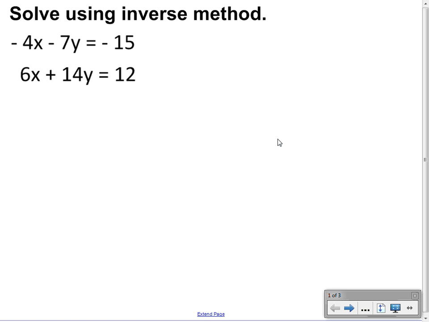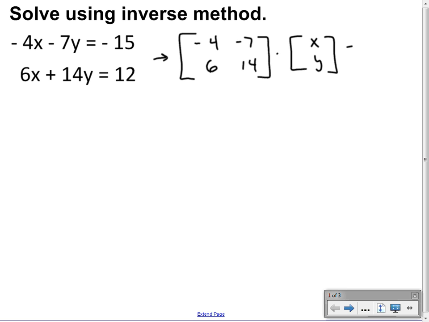understand it. With the inverse method, the goal is to turn this into a matrix equation. Our first matrix is just the coefficients from our system. We multiply that by the variable matrix, just x and y, and that's equal to the constants. I want you to label them like this: let's call this matrix A, this matrix X, and this matrix B. So we essentially have matrix A times X equal to matrix B.